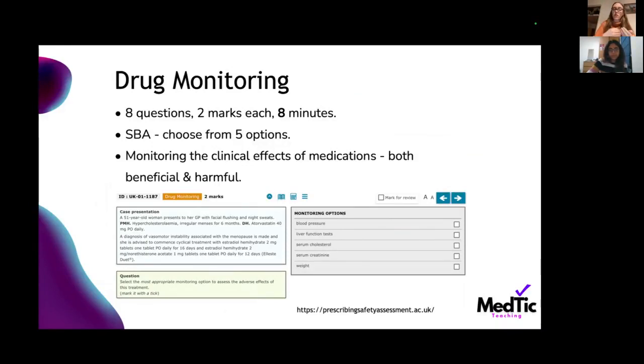You're also monitoring the benefit for some drugs. Furosemide, you might be monitoring the daily weights to see if it's working. So be really careful with the question. Are they asking you about monitoring for the benefits or the harms? Okay, because they can try and catch you out there.